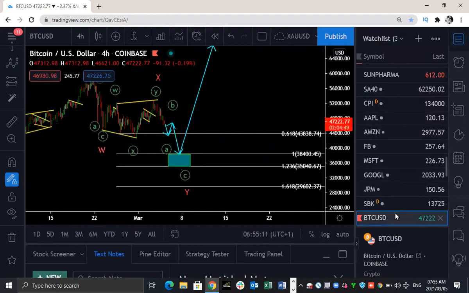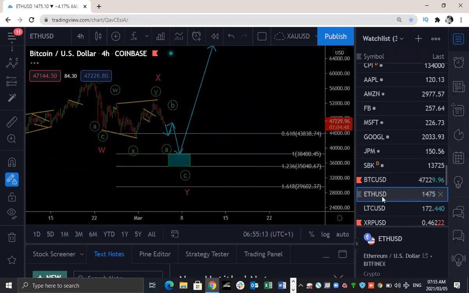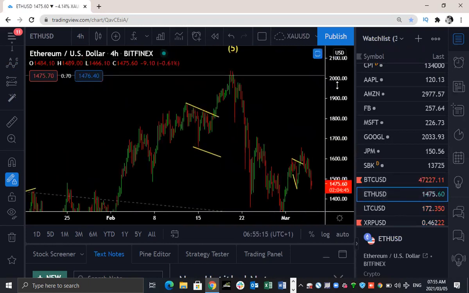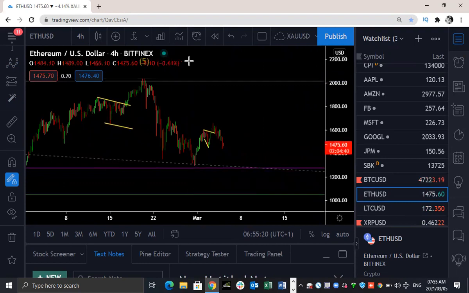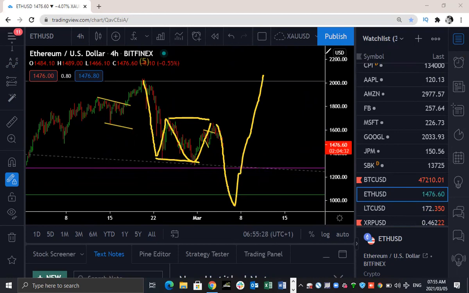The structure will be the same for Ethereum. As you can see, it's a similar structure. I'm not going to go into as much detail as I did with Bitcoin. You will see those updated on the website. 1, 2, 3. This one's still a perfect regular flat. We're going to be looking for this one to come down and then upside.